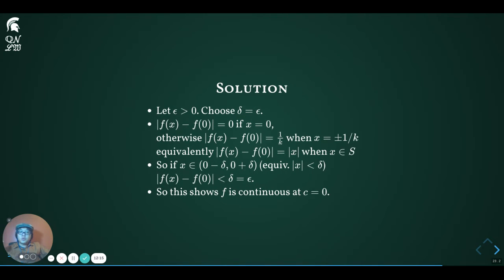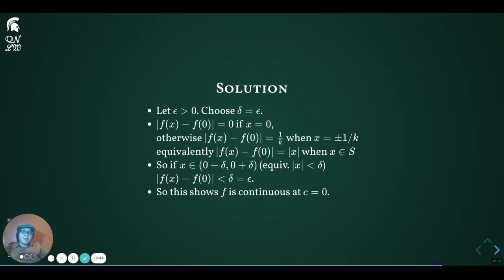This function turns out to be also continuous. In spite of its complicated definition, we can show that for elements x of S that are really close to 0, the corresponding values f of x are also close to 0. For this example, given epsilon positive, we will choose delta to equal epsilon.